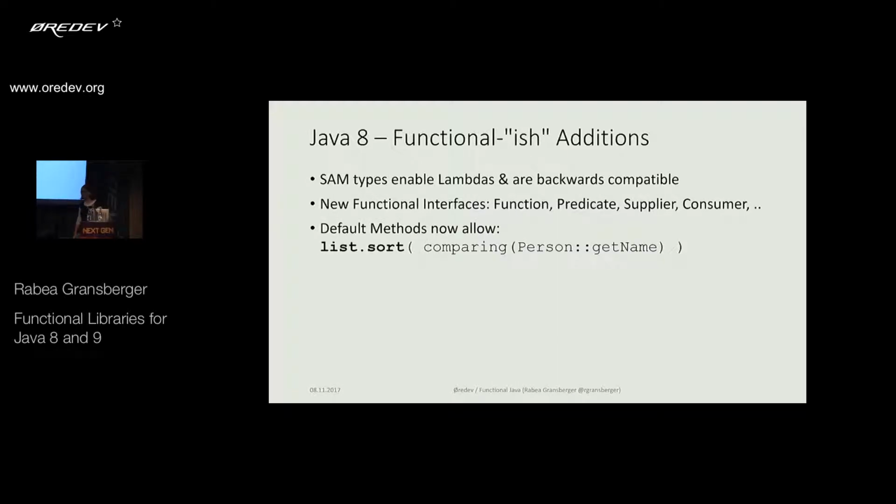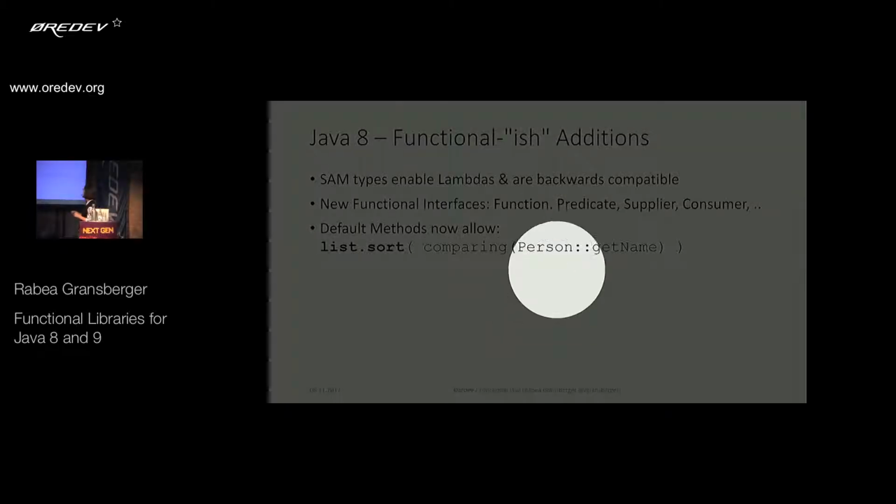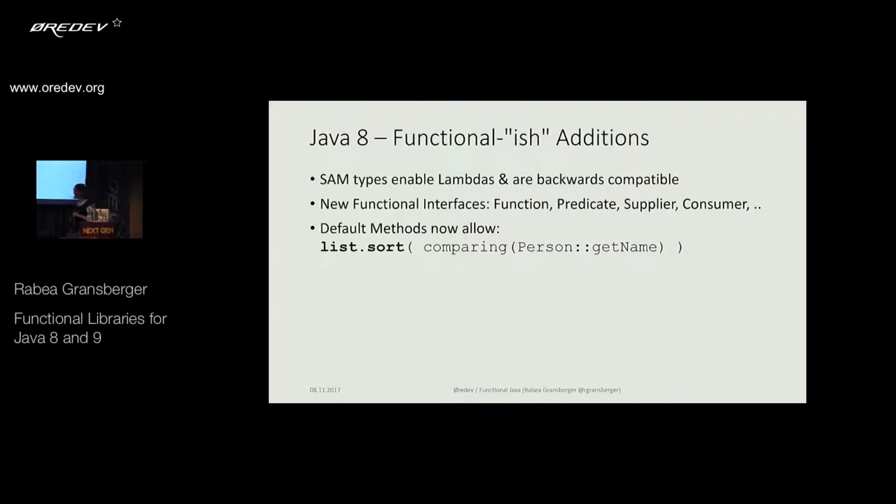And with default methods, we got another nice addition. It now allows us to actually extend interfaces, which was kind of difficult before, right? If they had introduced a sort method like a couple of years ago, everybody would have had to implement the sort method themselves because it was on the interface. It wouldn't have been fun. So with default methods, it was now possible to extend that. And also the method reference, which we see here with Person::getName, right, is really, really nice to read.